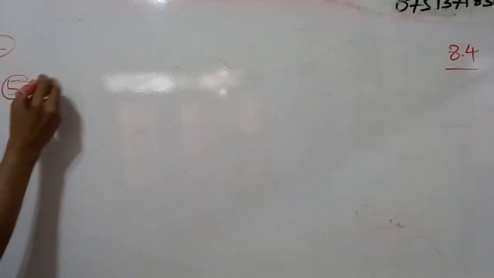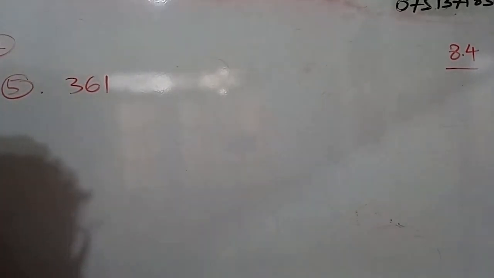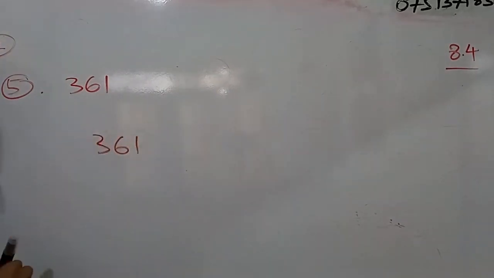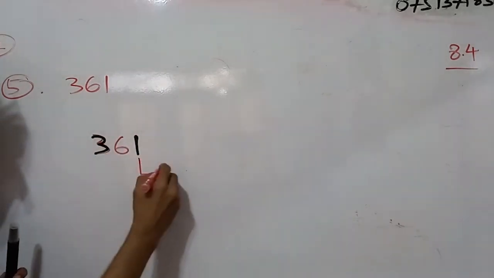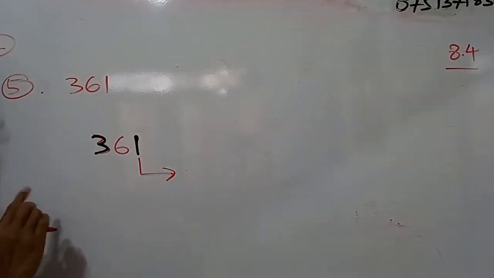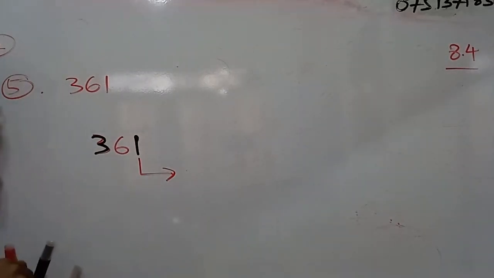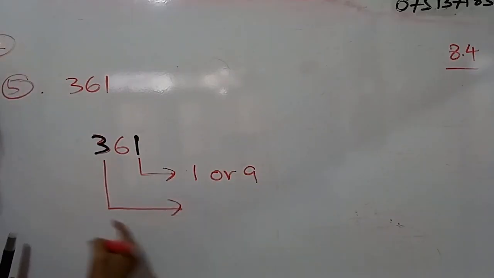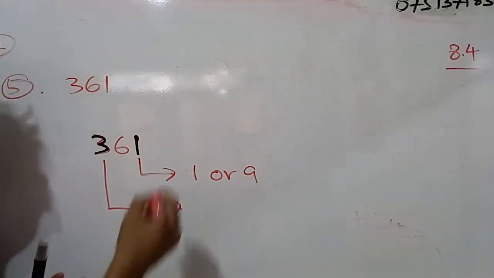We have the number 361. Here, the digit on the ones place is 1. So this can be a perfect square, right? So, 361. We have to focus on these two digits, right? So this is 1, no? That means, if you think about the square root of this number, on the ones place it can be 1 or 9. Then here, this is 3, no?